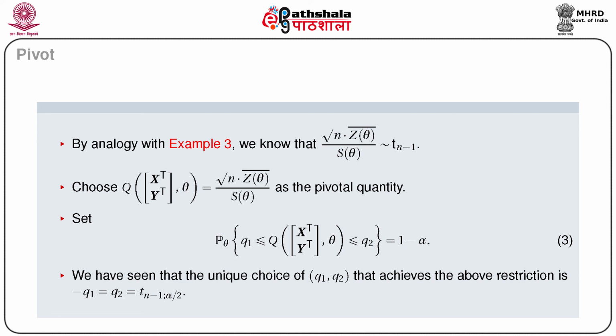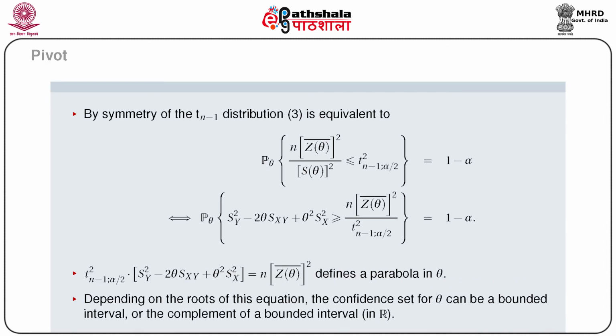So we take Q = root n z bar / s, and hence it is possible to find two quantities small q1 and small q2 such that the probability under theta of q1 ≤ Q ≤ q2 is equal to 1 − alpha. We know −q1 = q2 = t(n−1, alpha/2). Therefore, by symmetry, the probability under theta that n z bar squared(theta)/s²(theta) ≤ t²(n−1, alpha/2) is equal to 1 − alpha.